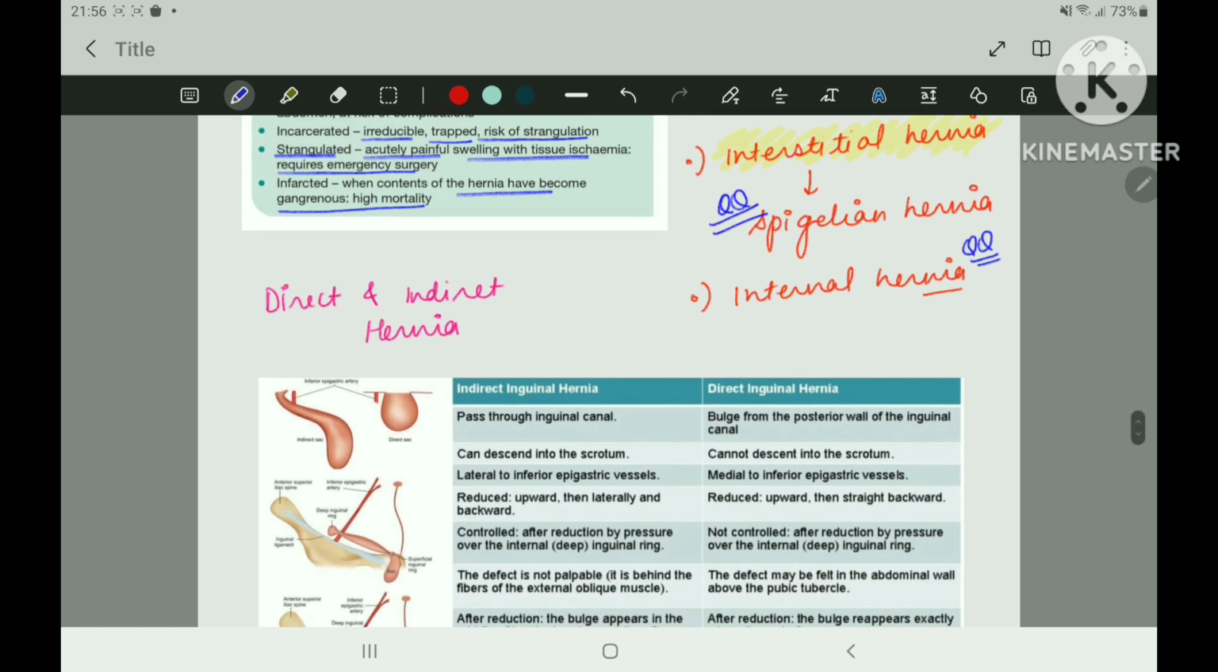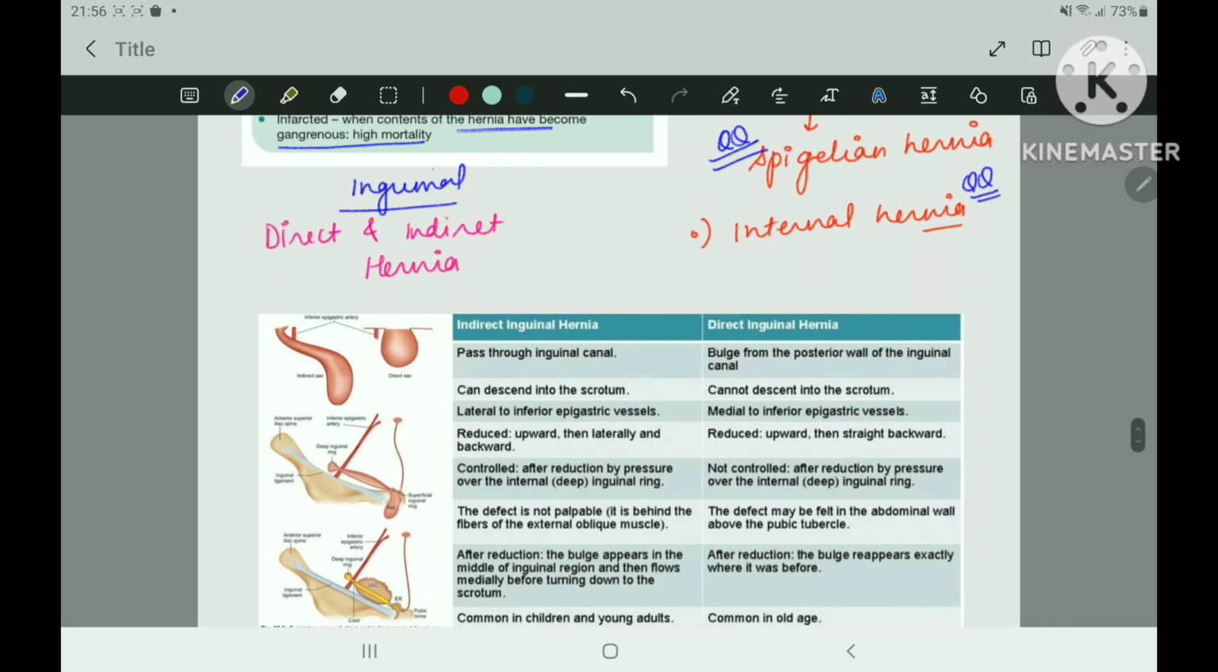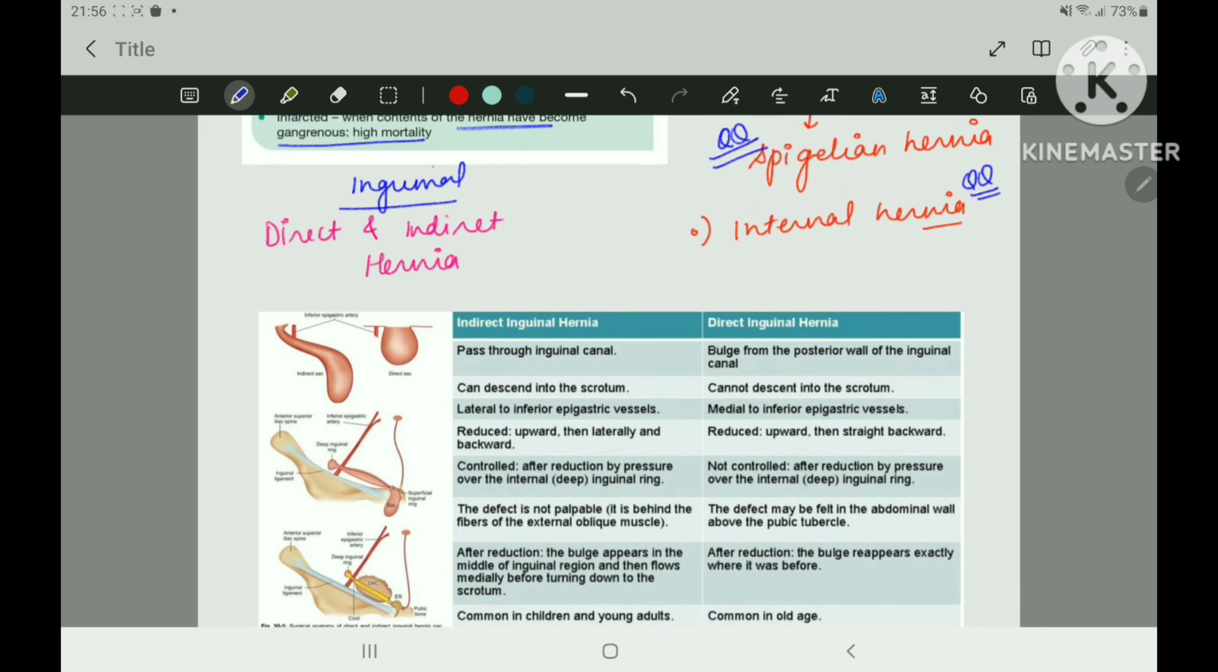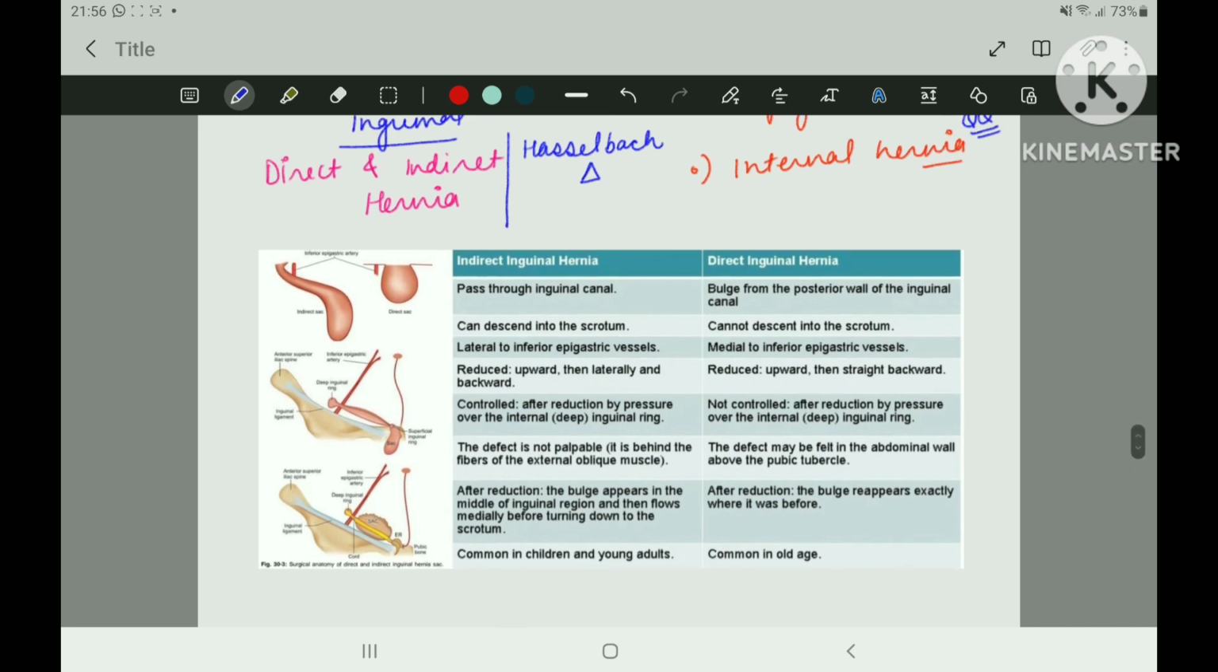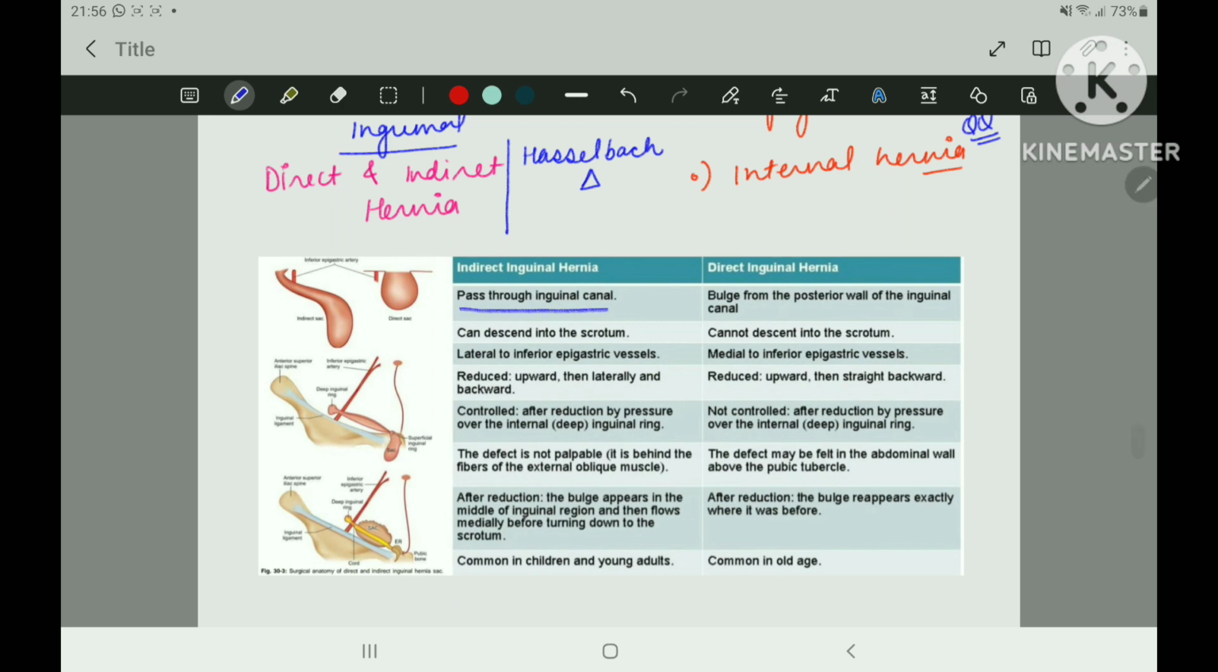Then if we talk about inguinal hernias, we have mainly direct and indirect hernia, which are classified on the basis of something called Hesselbach's triangle. The Hesselbach triangle is formed medially by the lateral part of the rectus abdominis, and the lateral wall is formed by the inferior epigastric artery, which is a branch of the external iliac vessels. So the indirect inguinal hernia passes through the inguinal canal, and the direct inguinal hernia bulges from the posterior wall of the inguinal canal.